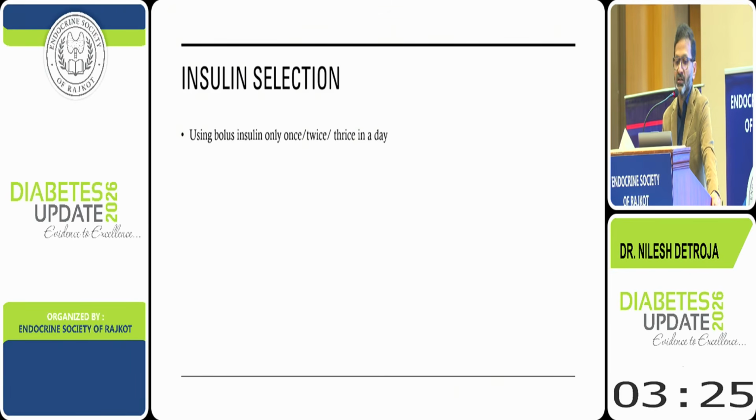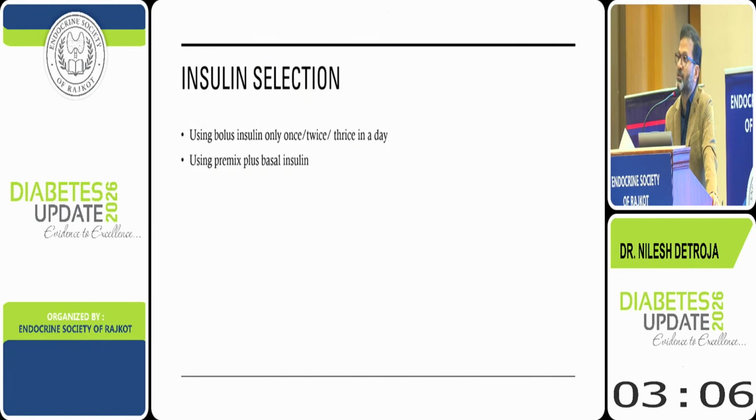Using bolus insulin alone, just regular insulin once, twice, or three times, will never bring control, whatever the patient. Because there is no basal component, you are just giving short-acting insulin, you are not going to control sugar whatever dose you are giving.